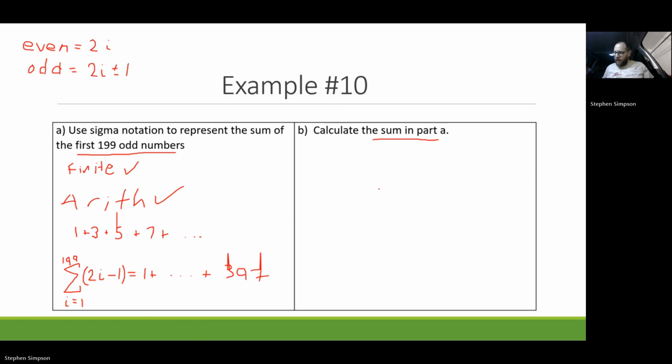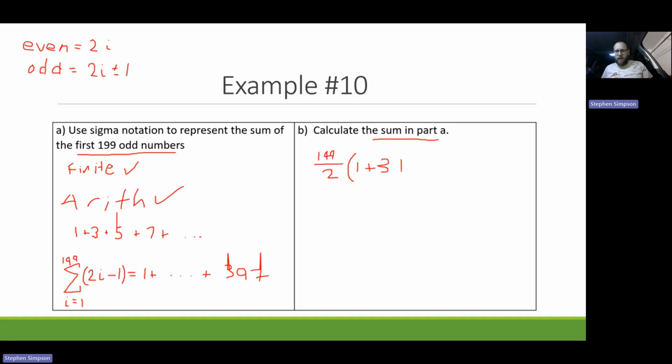Okay. Now how do I calculate the sum? Well, because this is a finite arithmetic sequence, I'm going to use the sum formula for a finite arithmetic sequence. And that is n over 2. In this case, n is 199. There are 199 terms, divided by 2. That's a 9, not a 4. Times the first term plus the last term.